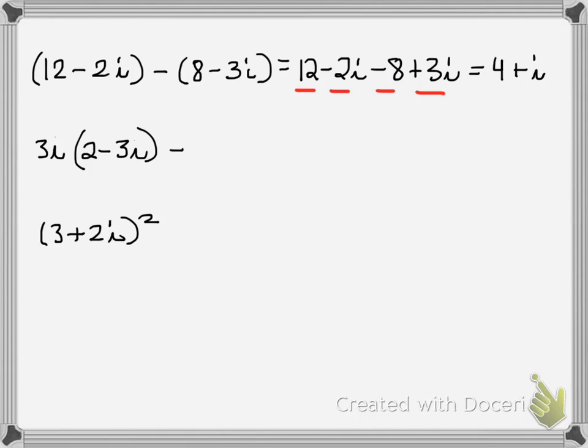The second one, we're going to do some multiplication. So I've got 3i times 2 minus 3i. Distribute, and I get 6i, and then minus 9i squared. So make sure you see that. 3i times 2, that's 6i, and then 3i times 3i, and there was a minus there, so that's minus 9i squared.